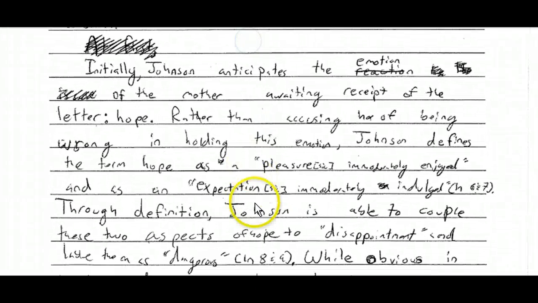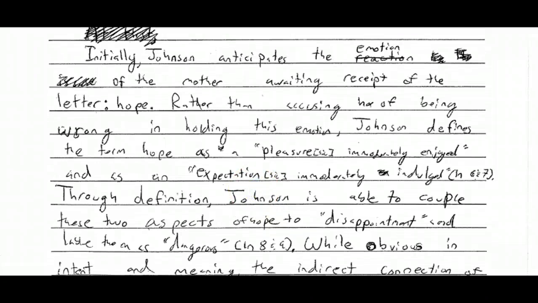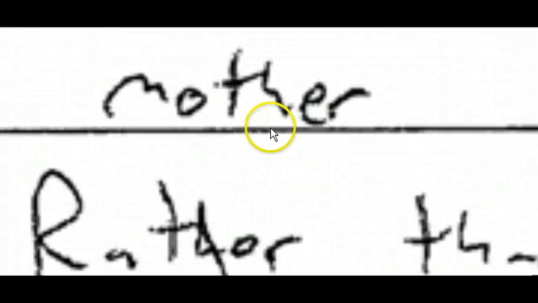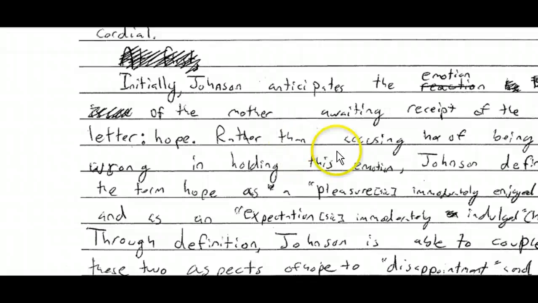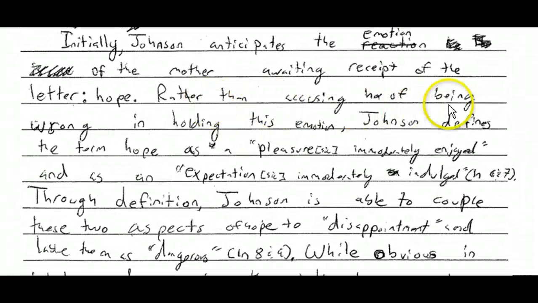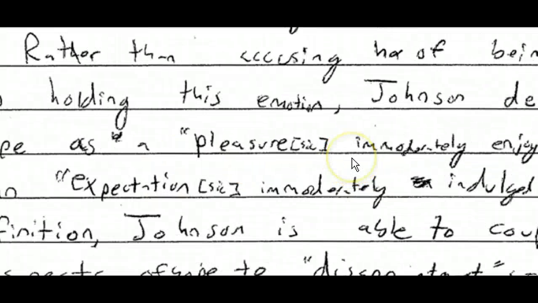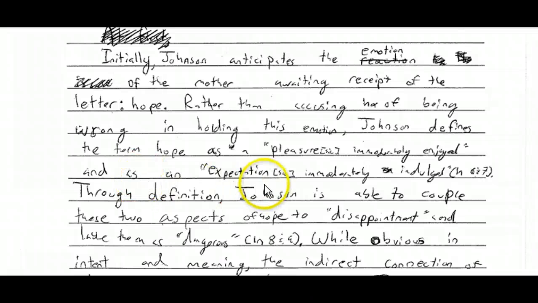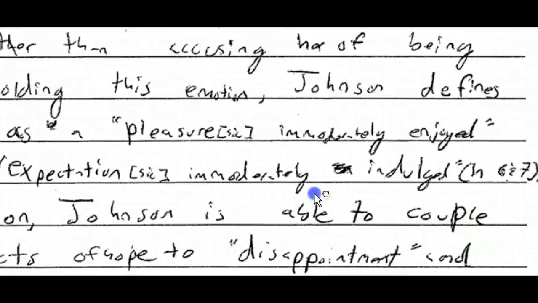Let's see how they write about the specific strategy. We saw a thesis statement in there. Let's see what happens when they start actually talking about it. So initially, Johnson anticipates the emotion of the mother awaiting receipt of the letter, hope. Notice right off the bat, they're talking about the author and they're talking about the audience. That's what most of this writing is. You're talking about the author and how it affects the audience, how the author's choices affect and interact with the audience. Rather than accusing her of being wrong in holding this emotion, Johnson defines the term hope as a pleasure immediately enjoyed and as an expectation immediately indulged.